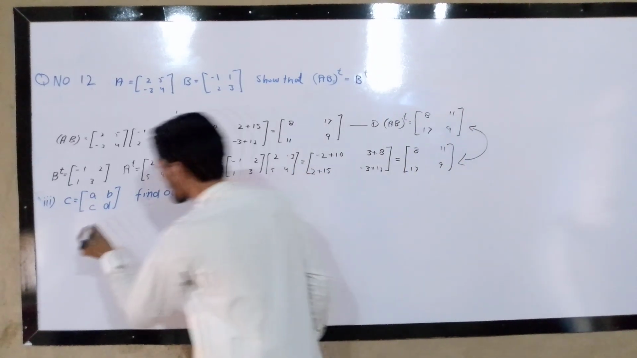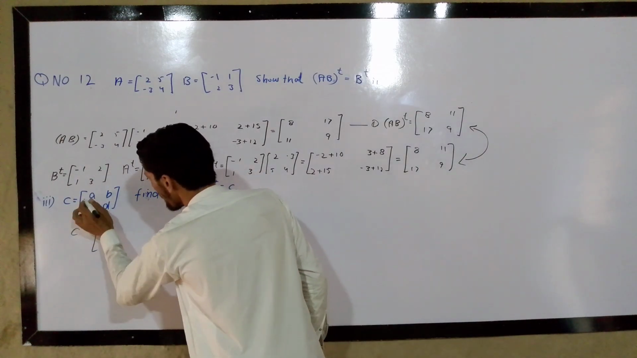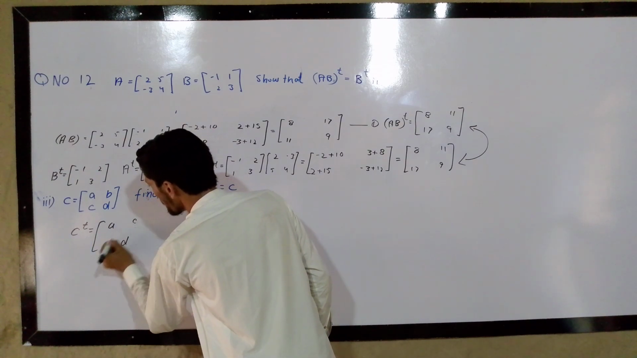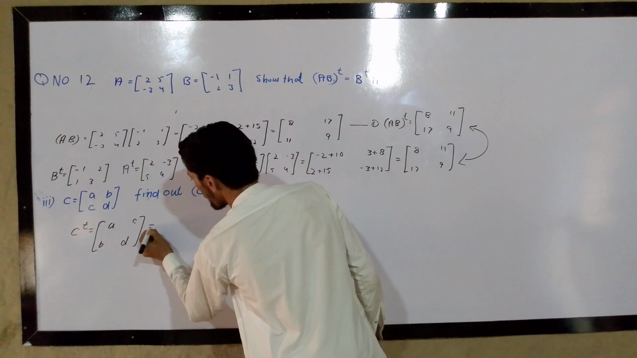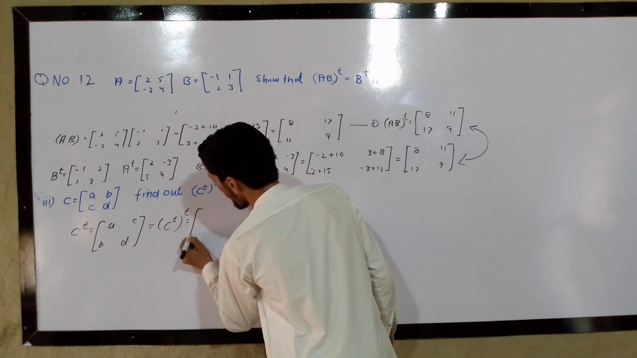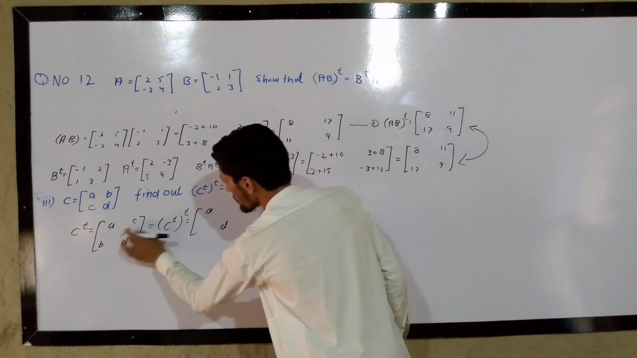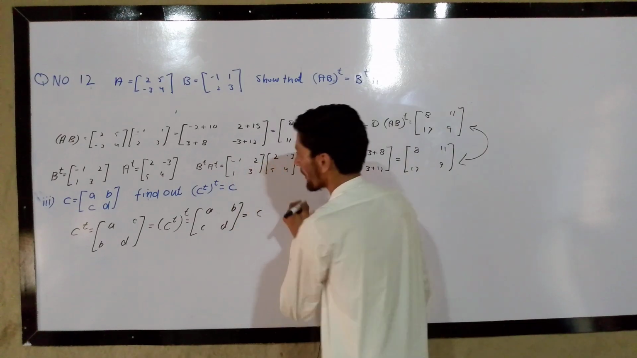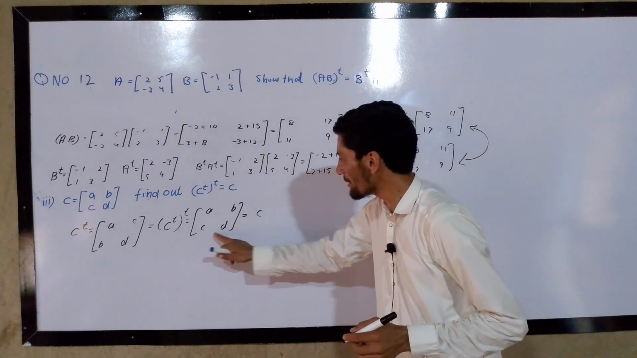So let's take C transpose first. A and D will not change their position. C will be here and B will be here. This is the C transpose. Now, taking the transpose of C transpose, A and D will not change their position, and C and B will change their positions. So it is again equal to C. Look here: A, B, C, D, and this is A, B, C, D.